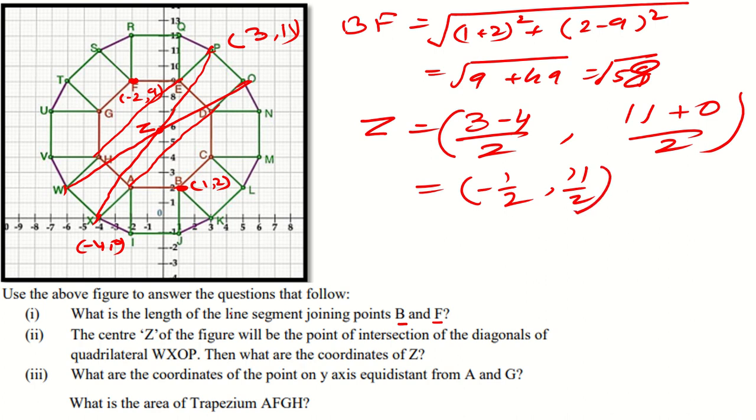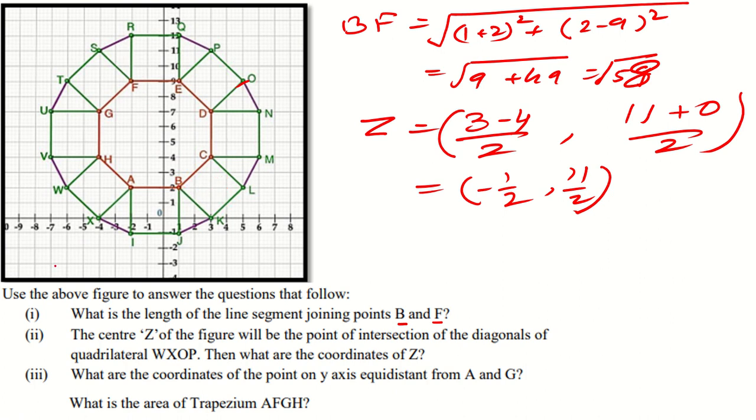Okay, now see the third part. What are the coordinates of the point on the y-axis equidistant from A and G? Equidistant is a very important word for various questions. Equidistant means having the same distance, and here they are asking about the y-axis. What I told you: a general point on the y-axis will be (0, y). If I take it as P, they have already written P somewhere, so we cannot take it as P. Let's say O. So AO must be equal to OG.